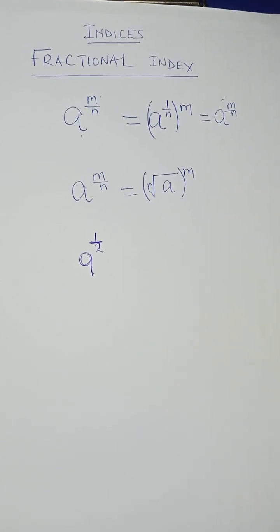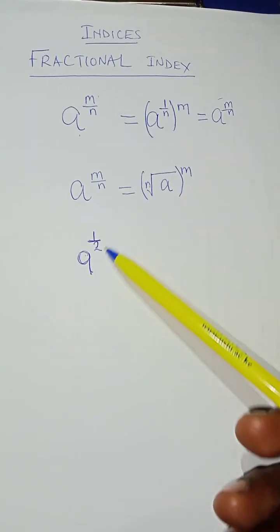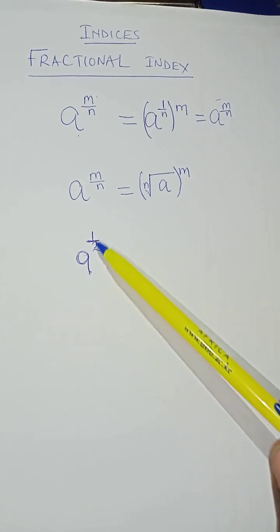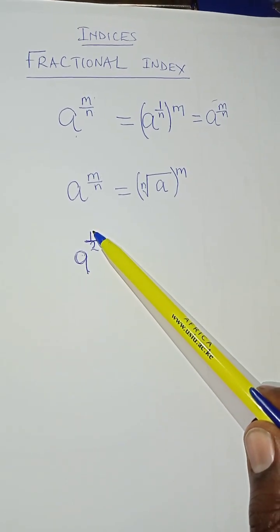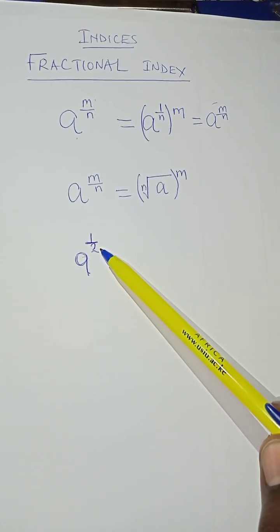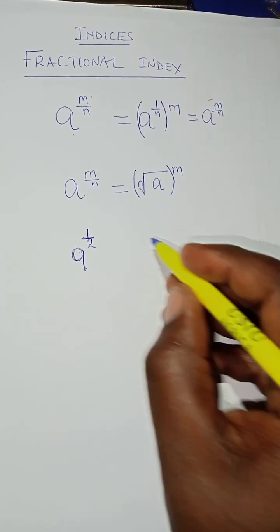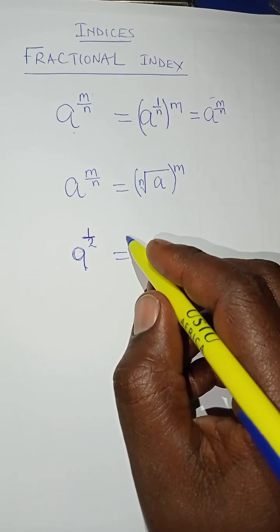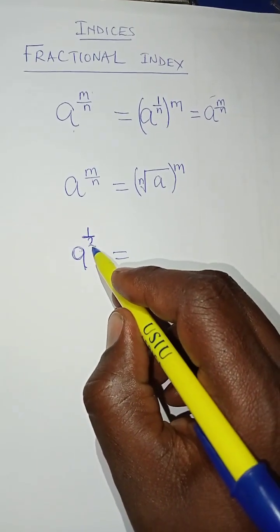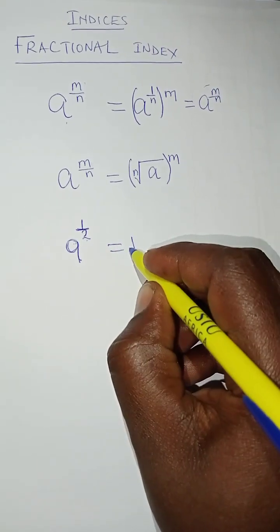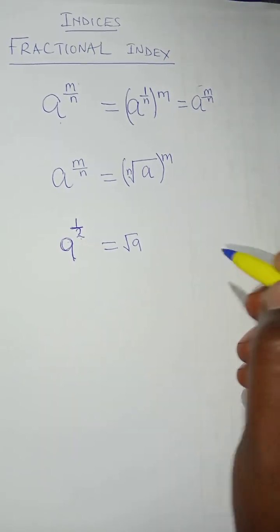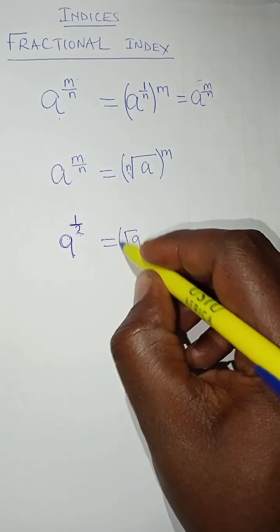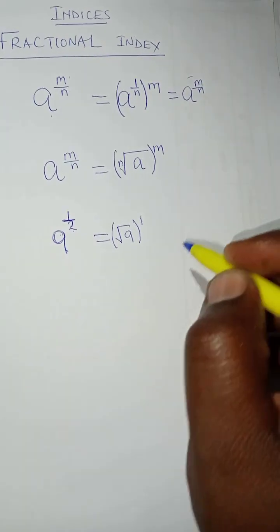Let's look at our first example. 9 raised to power a half. What is the value of m? The value of m is 1. What is the value of n? n is 2. So this one asks us to do this. First find the nth root, and n in our case today is 2. So the square root of 9. After we get the square root of 9, let's raise that answer to power 1.